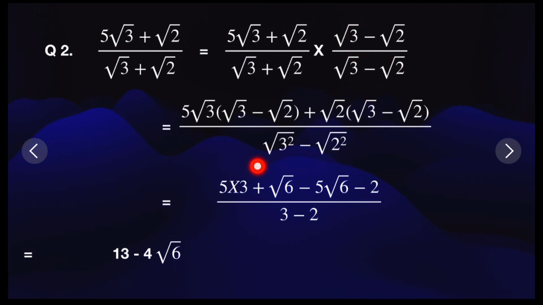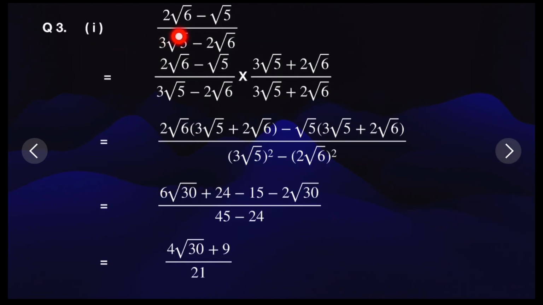So on simplifying the denominator, you will get root 3 square minus root 2 square. This is 3 minus 2. Now the numerator, you have to multiply these two. Put it in a bracket and multiply them. Open the brackets, you will get the answer.